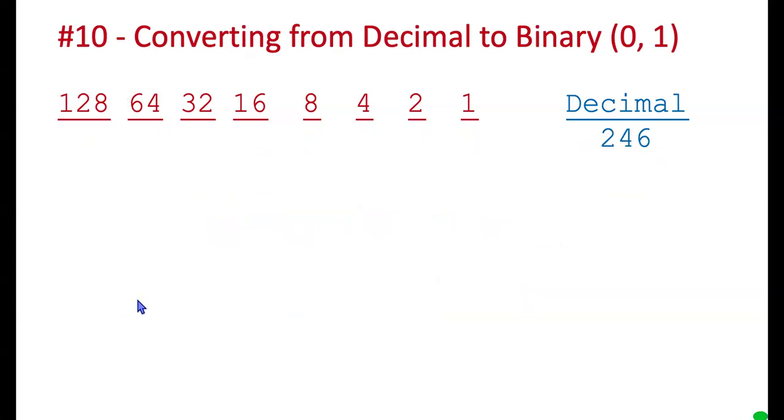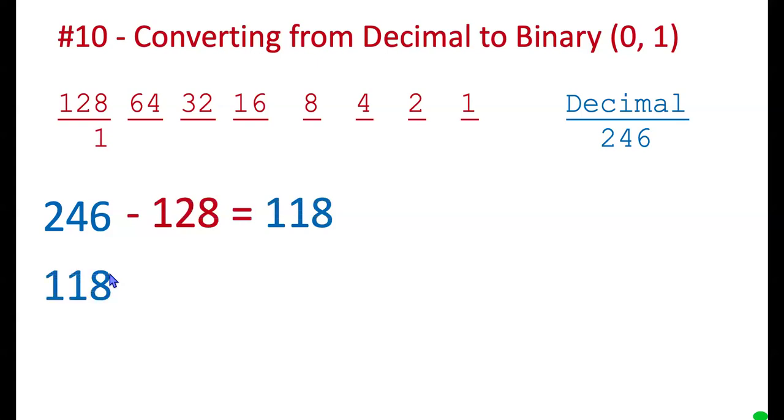Uh-oh, Rick gave us a tough one here. Well, not really tough, as long as we know how to subtract, right? Okay, I owe you $246. Again, 256 is the column to the left of 128, so we know that would be too much. Again, I'll give you $128. So let's subtract that. Now I owe you 118.